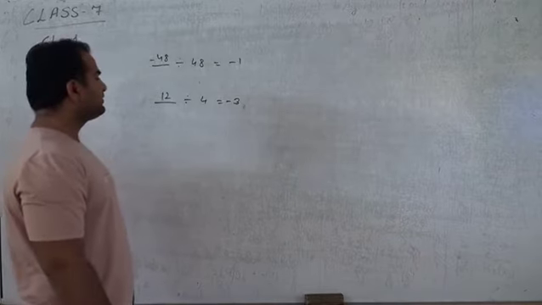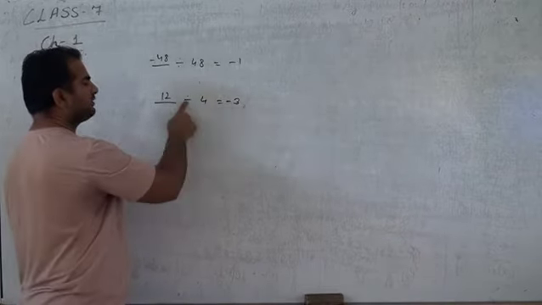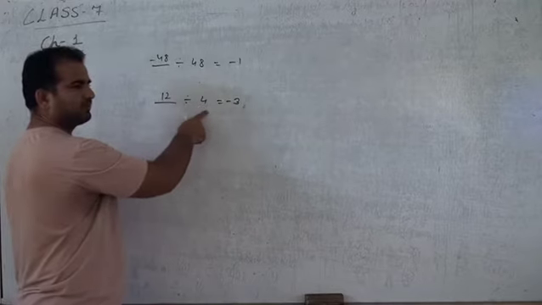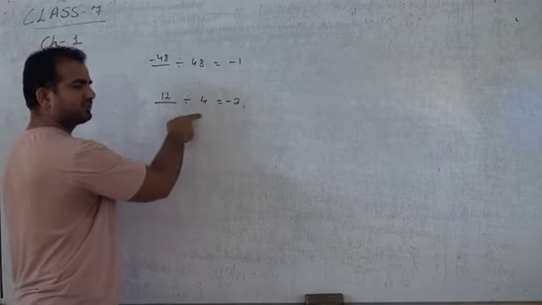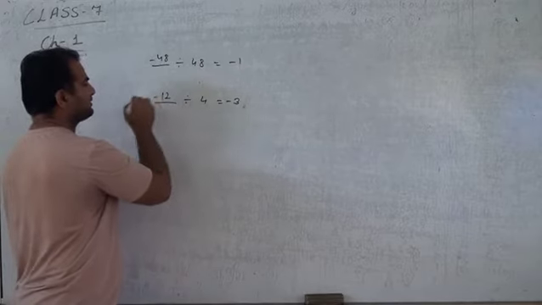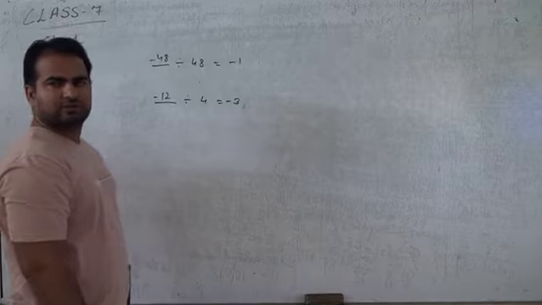But what we want is a negative number, then one of them should be negative. We cannot change this 4 because it is already given. We can change this. So answer will be minus 12.